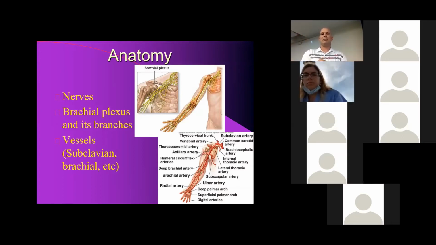It could be referred pain from the neck, and so you just need to ask good historical questions to try and sort that out and see what things aggravate it and don't, to hopefully narrow down, is it shoulder or is this neck. Sometimes I have patients where you can't quite tell; they just hurt everywhere, and those get a little more difficult.